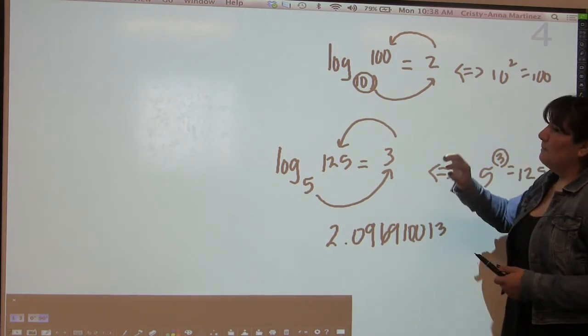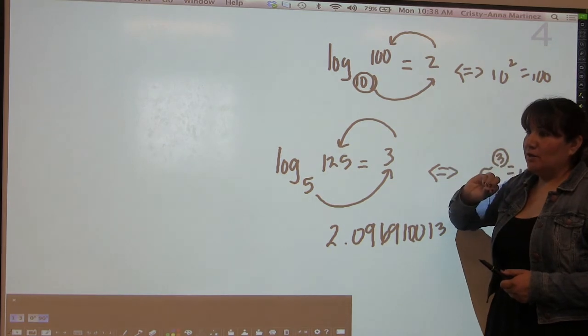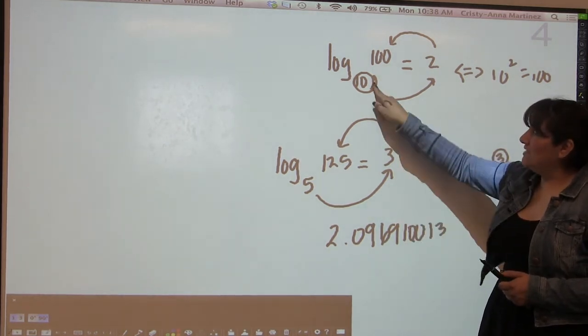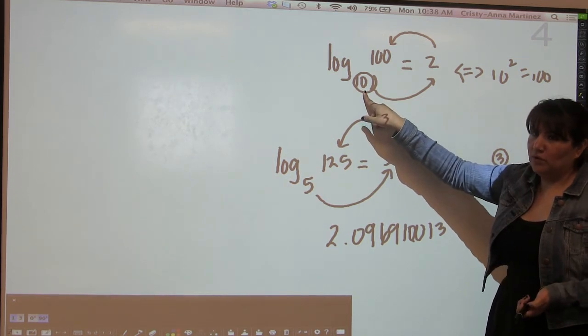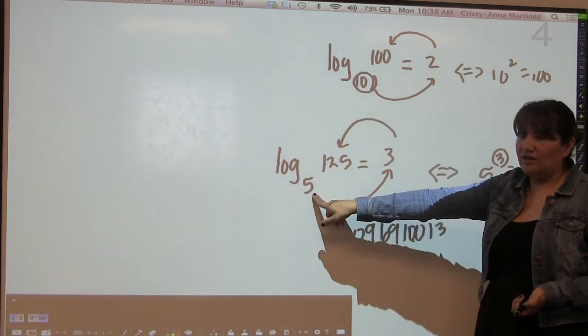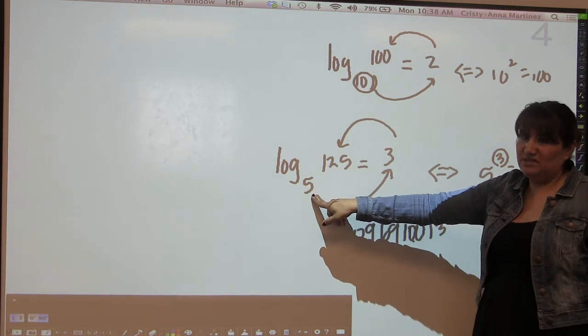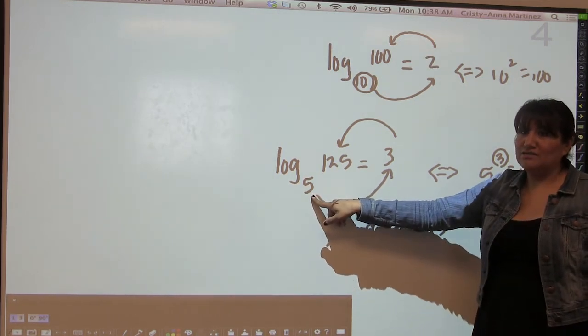But I want to be very clear. Anytime you have a 10 here, yes, you can use your calculator. It will do it for you. But it will not do base 5s or base 2s or anything other than base 10. Your calculator is limited.